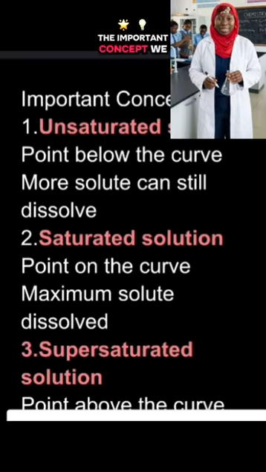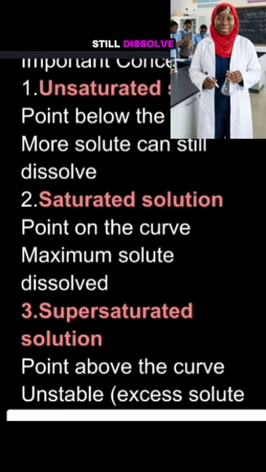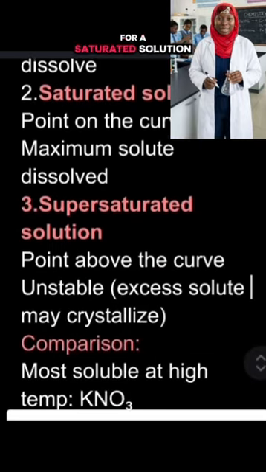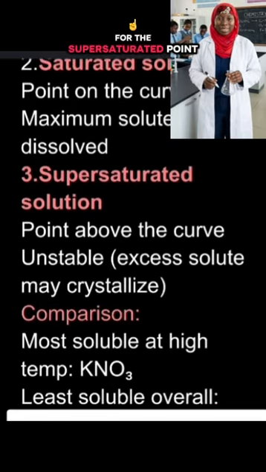The important concept we need to know here is that for an unsaturated solution, points below the curve, more solute can still dissolve. For a saturated solution, it is a point on the curve where the maximum solute has dissolved. For the supersaturated point, above the curve, it is unstable, and excess solute may recrystallize out.